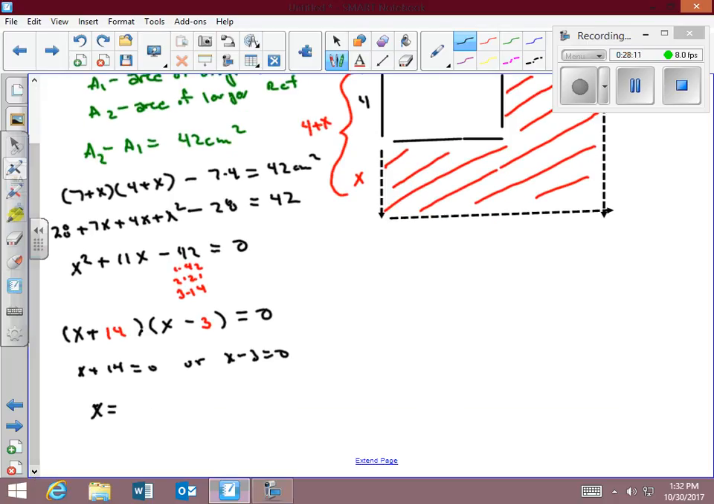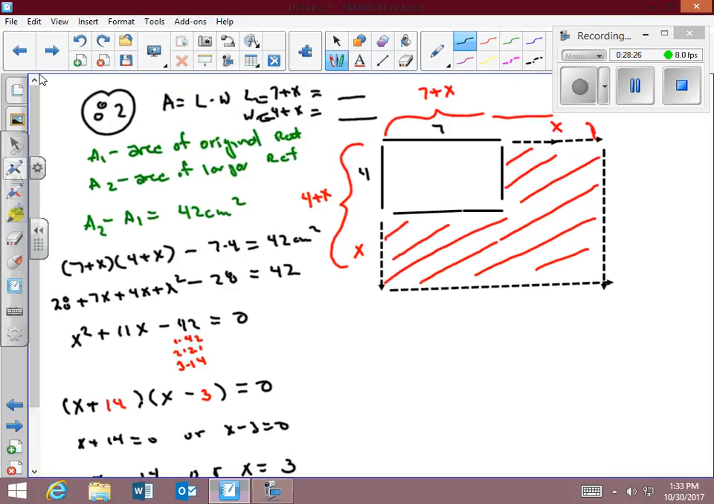That says x equals minus 14, or x equals 3. Well, which one is the reasonable answer? X is 3, right? So what I'm doing is I'm going to put in here x is 3. So it's 7 plus 3. My answer is 10, right? 4 plus 3 is 7. There are my length and width of my sides, and those are measured in what? Centimeters.